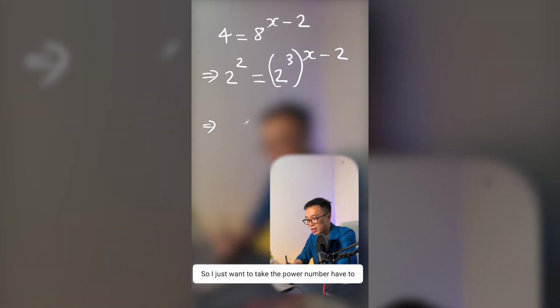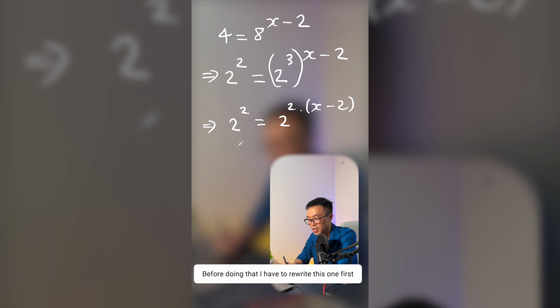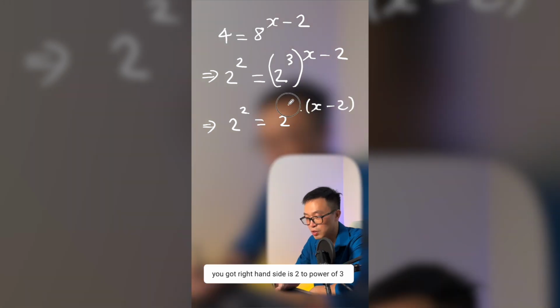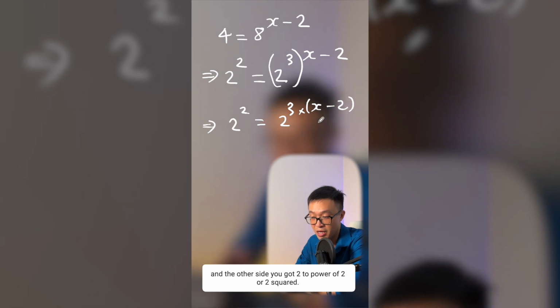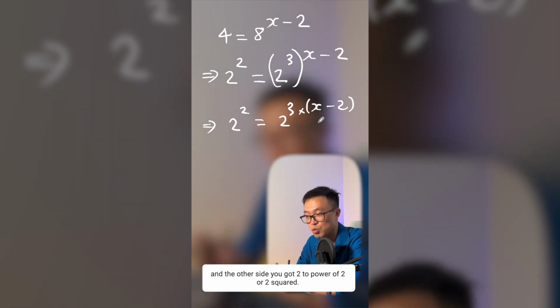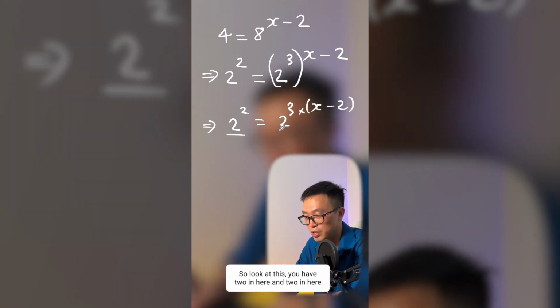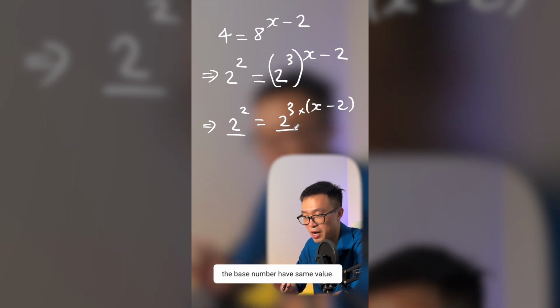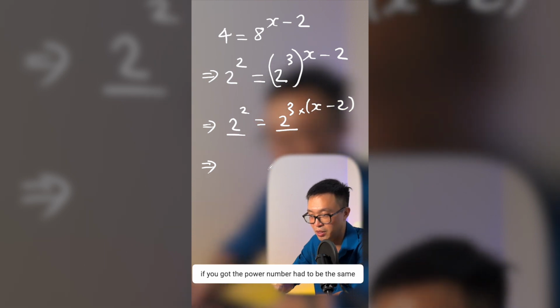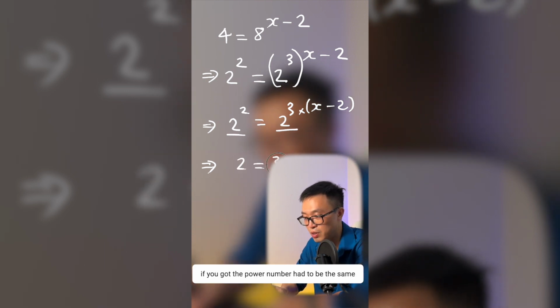So I just want to make the power numbers equal to each other. Before doing that, I have to rewrite this first. You get the right-hand side as 2 to the power of 3 times (x - 2), and the other side you get 2 to the power of 2, or 2 squared. So look at this, you have 2 here and 2 here, the base numbers have the same value. This equation can hold if the power numbers are the same.